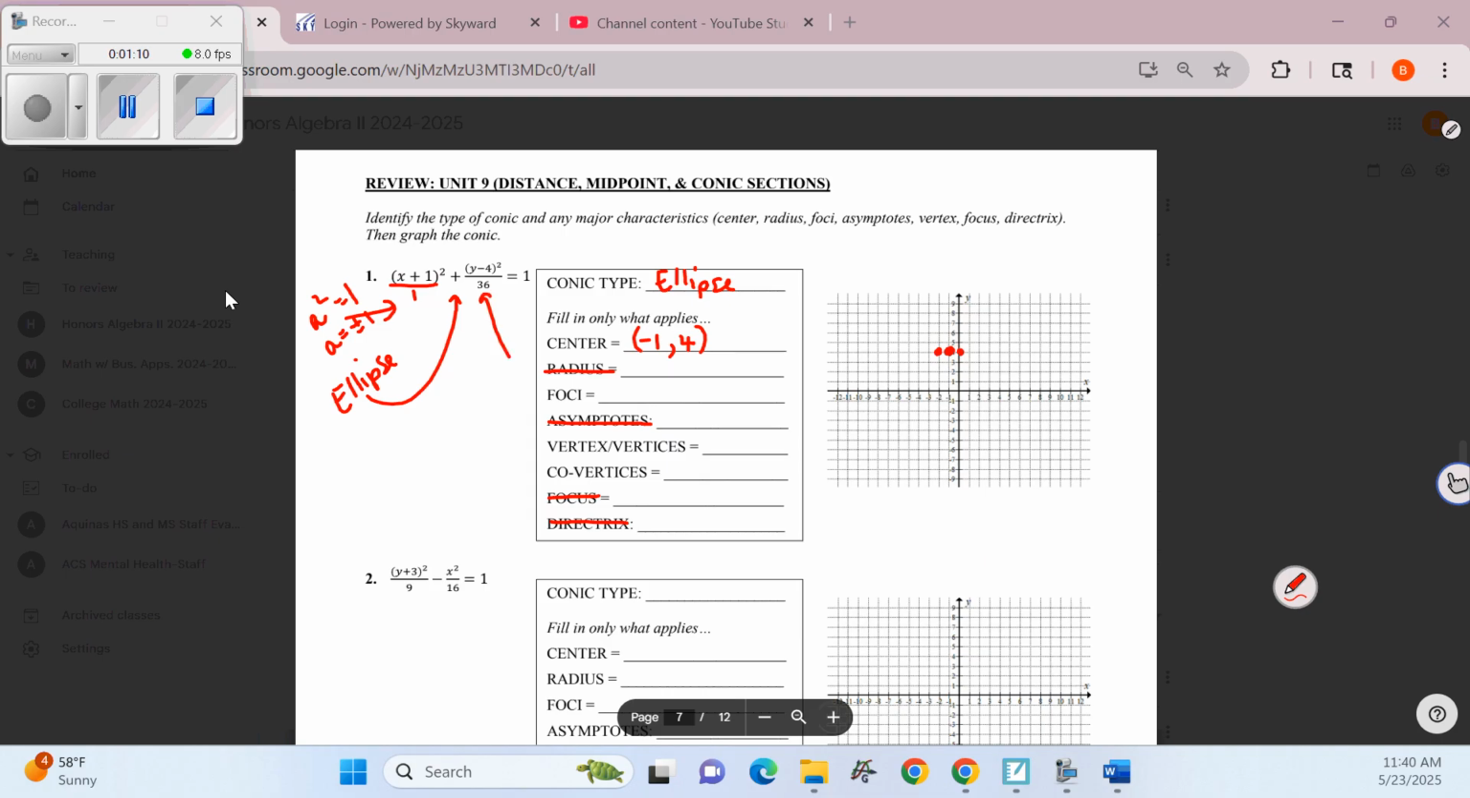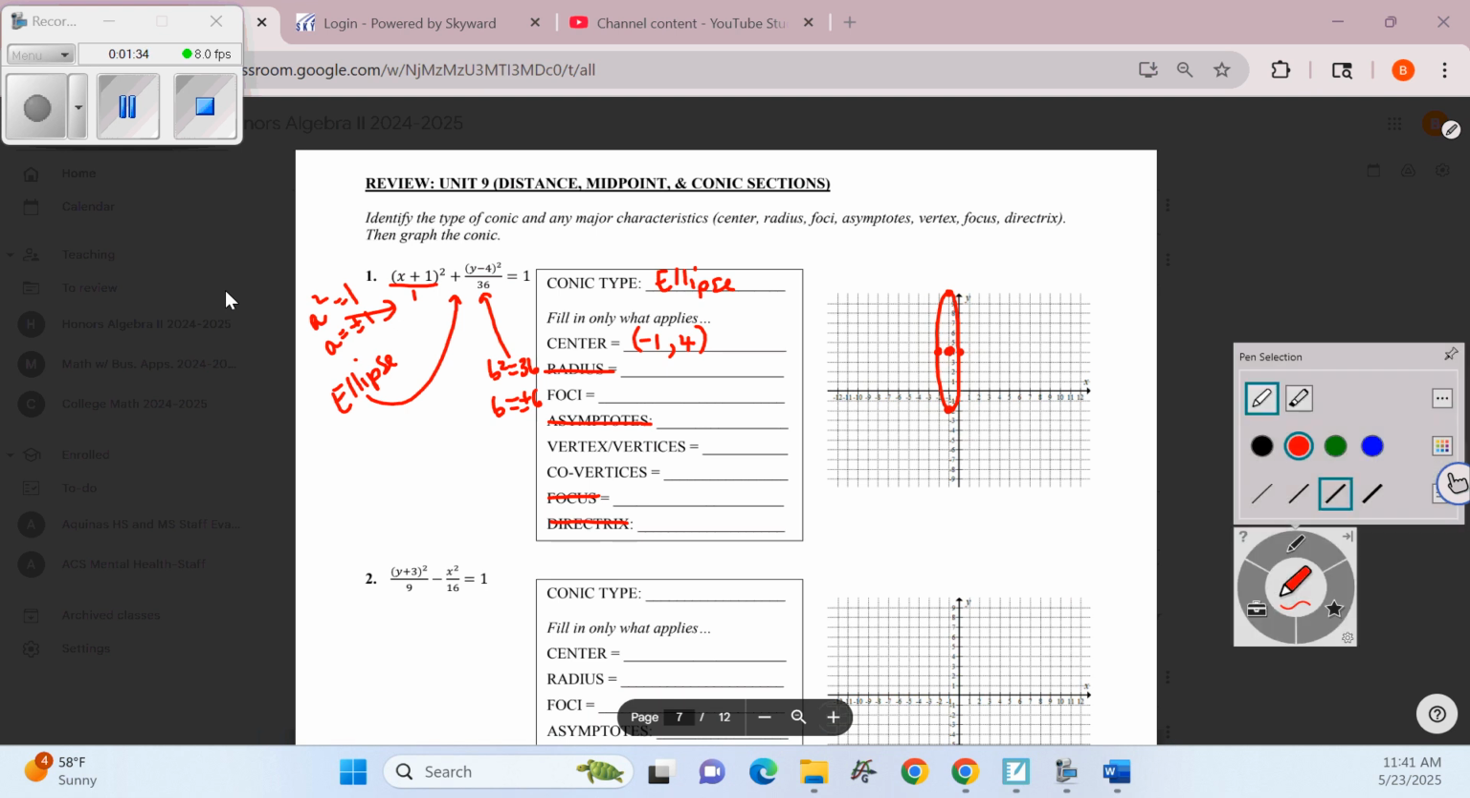If underneath the y variable we've got a b squared value of 36, then b is equal to plus and minus 6 from that center point. So I'm going to go up 6, which is here, and down 6, which would be here. And so we've got this really narrow ellipse that is elongated in the y direction because the bigger number is under y. The foci I am expecting to be, remember, always in that y direction if we're elongated in y, so somewhere in that vicinity where the green dots are.